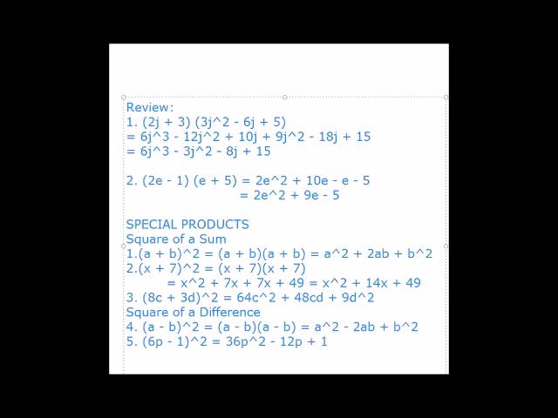That's it. L, how is it? 36p squared, ma'am. Yes. Then negative 12p plus 1. Yes. So the same, right? This time, did you try to use the special product rule or FOIL method? Special product rule, ma'am. Yes. So isn't it faster? Yes. Right. Jude, will you agree with the answer? Yes. Okay. Thank you.